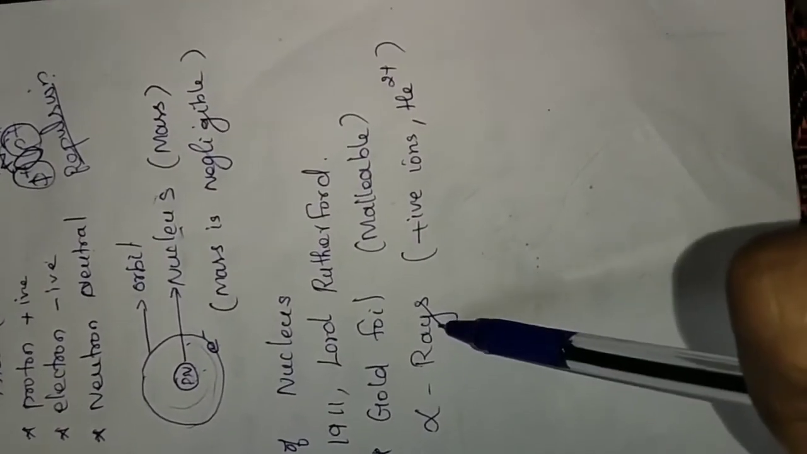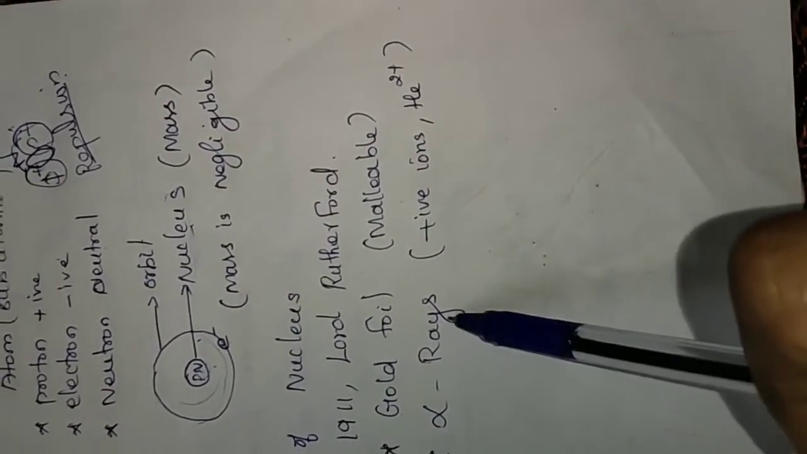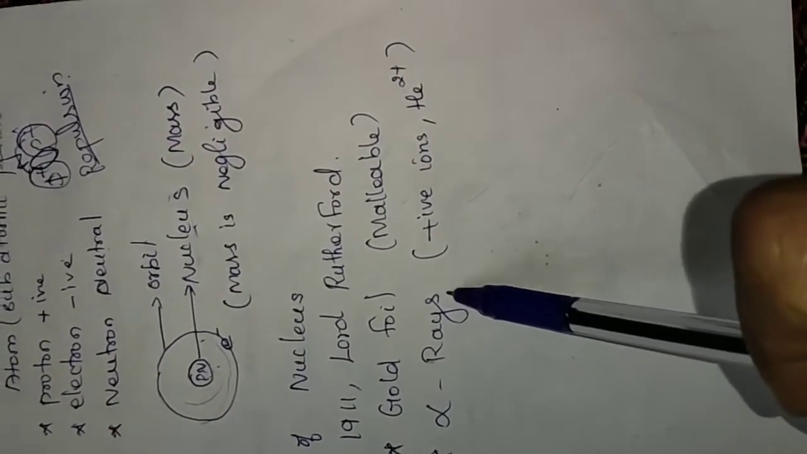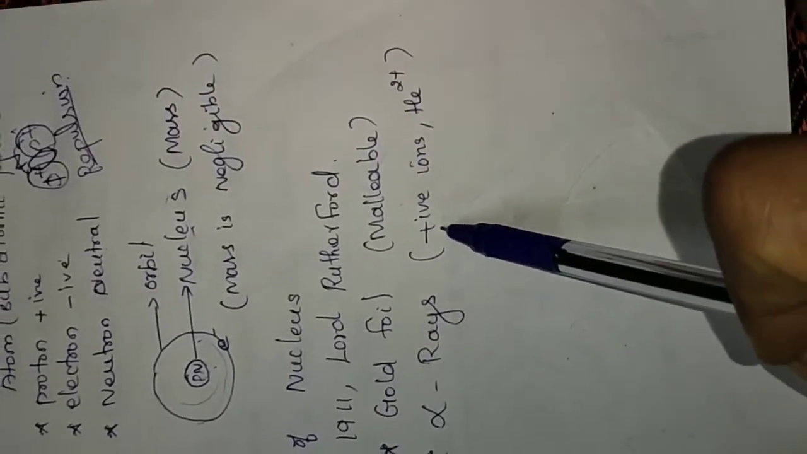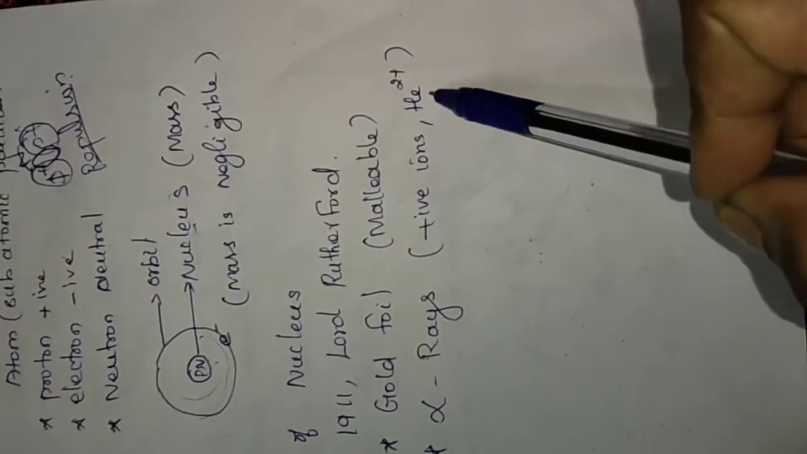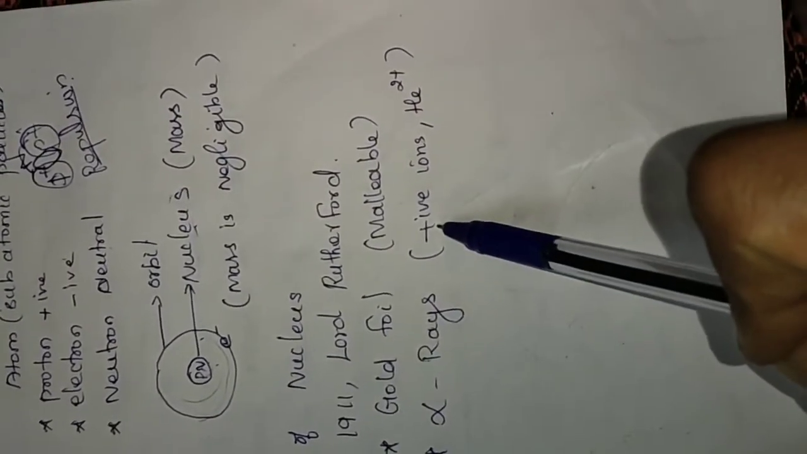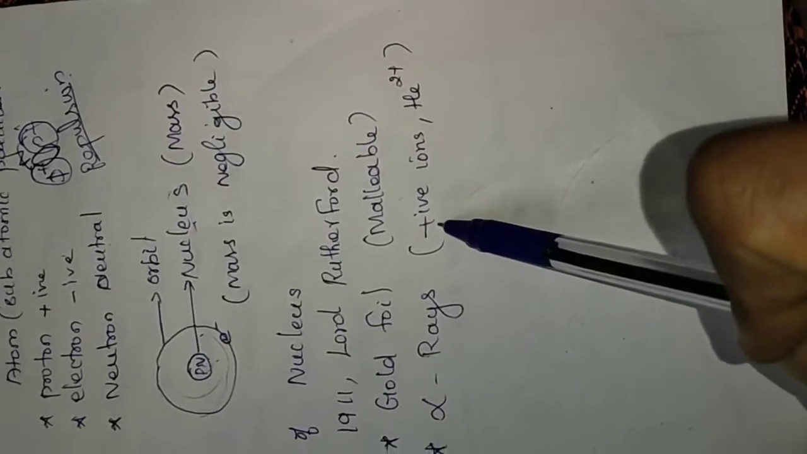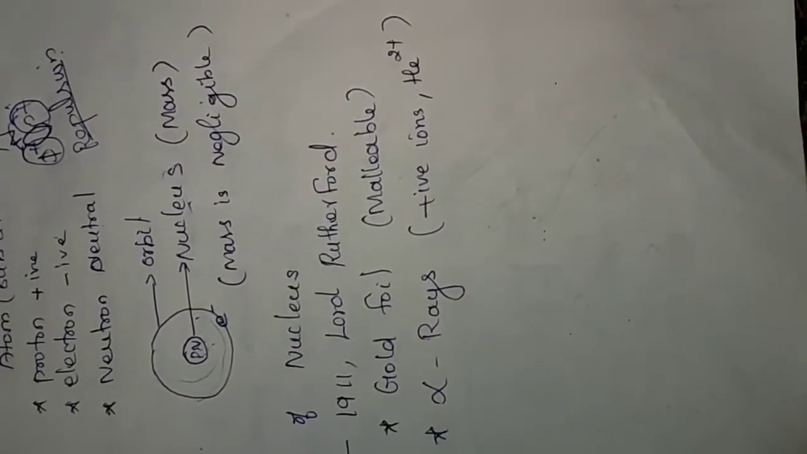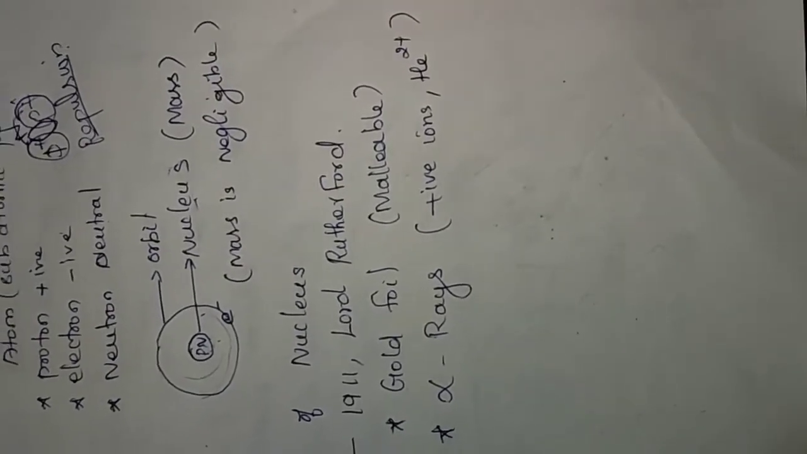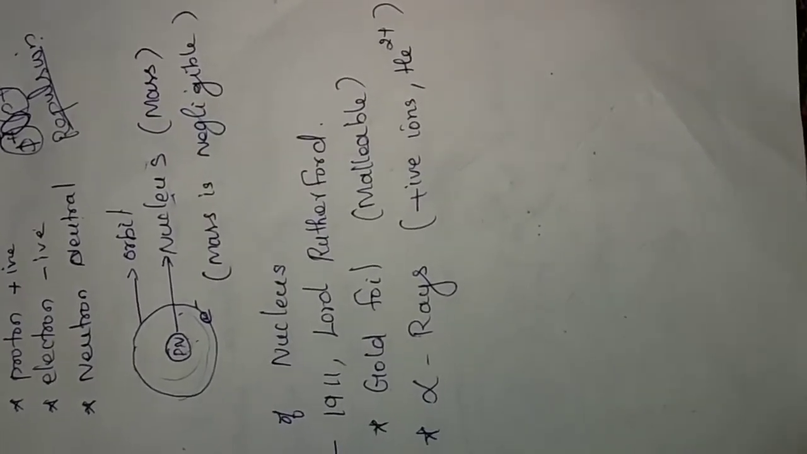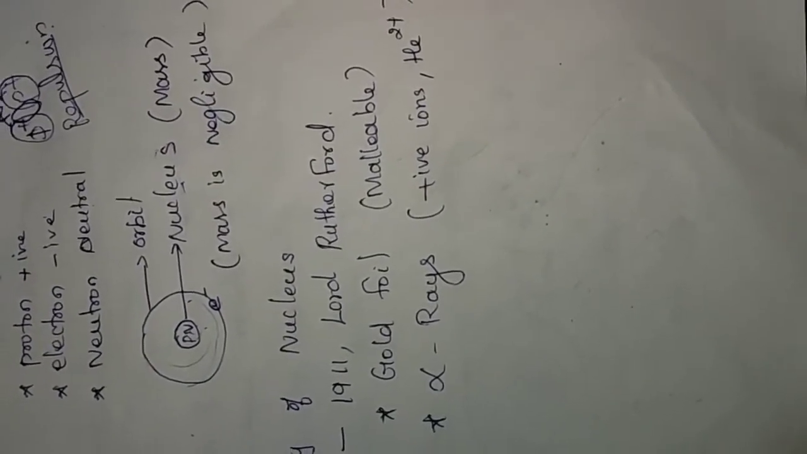Alpha rays are nothing but a source which produces alpha rays. Here he has taken radium, which emits alpha rays. Alpha rays carry positive ions, that is helium ions, He 2 plus, with 2 positive charge. So alpha rays carry positive charge particles. The two important components in his experiment are gold foil and alpha rays. The source which emits alpha rays is radium.